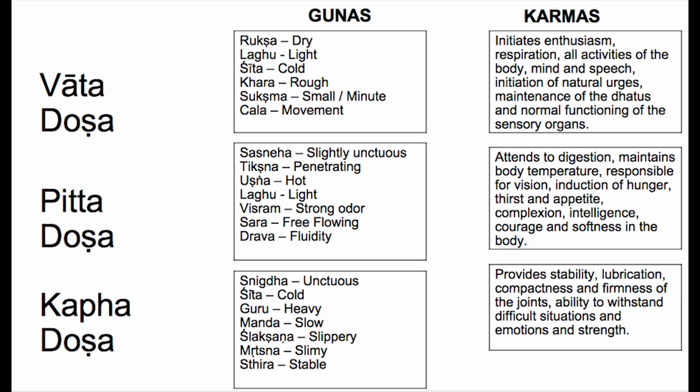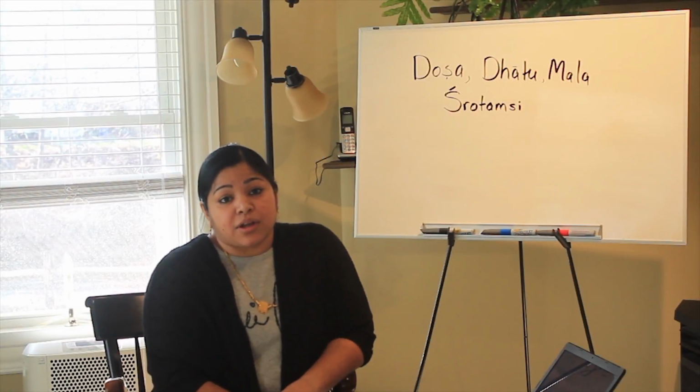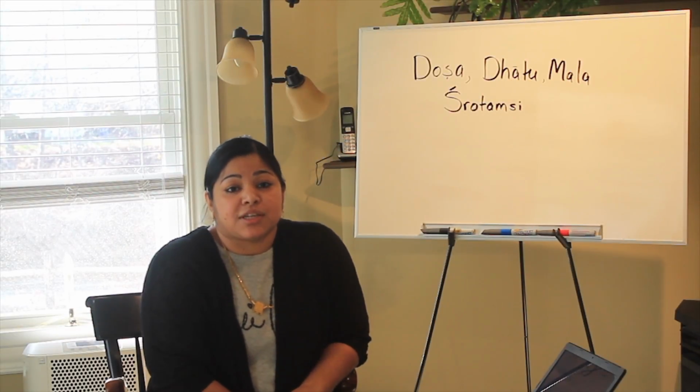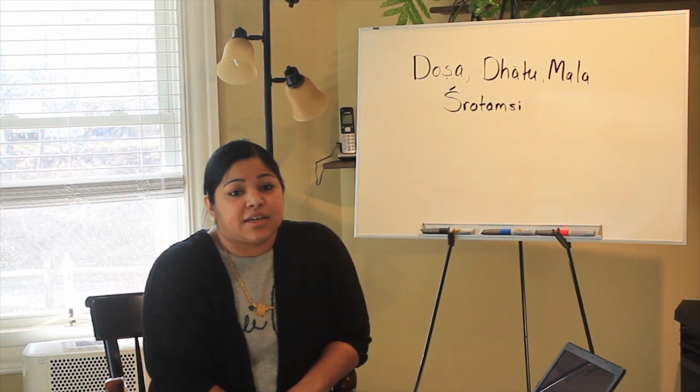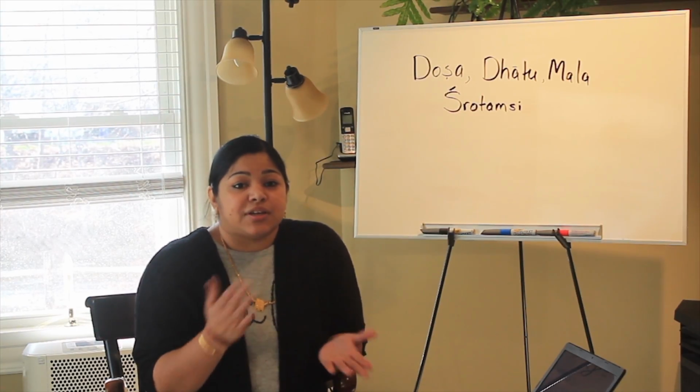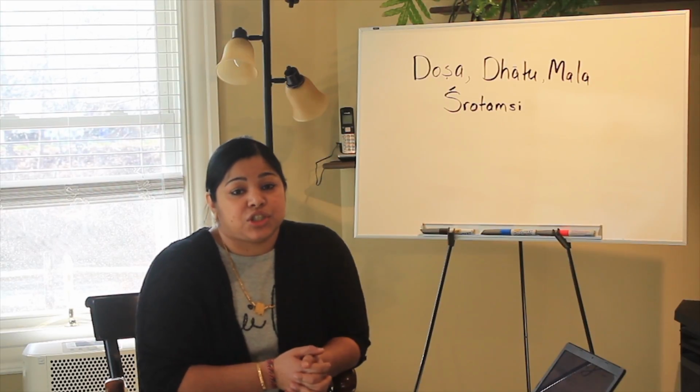And the qualities of Kapha are Snigdha or unctuous, Shita or cold, Guru, which is heavy, Manda, which is slow, Shlakshna, which is slippery, Mritsna, which is slimy, and Sthira, which is stable. It's important for us to know these qualities that are associated with the doshas because this gives us an idea as to how there is variation, how these doshas change.